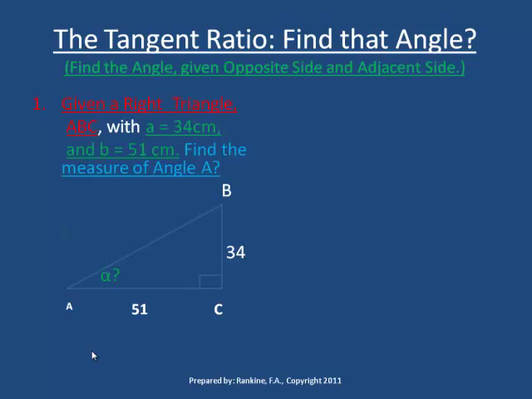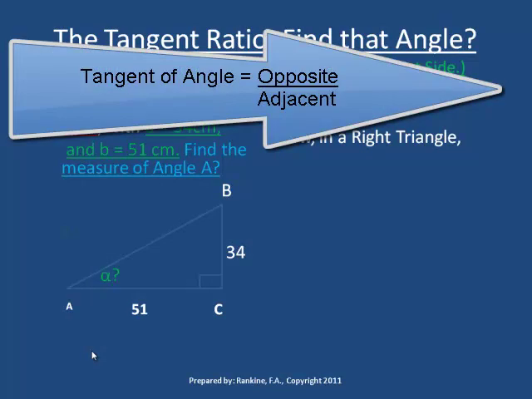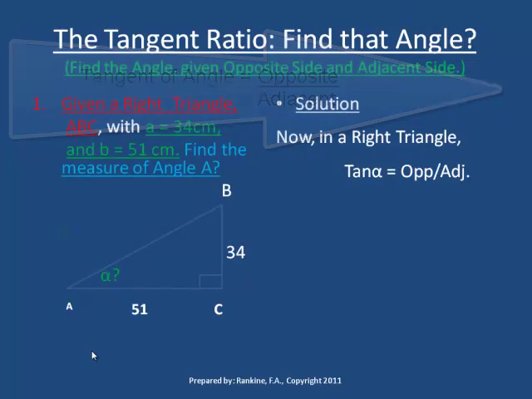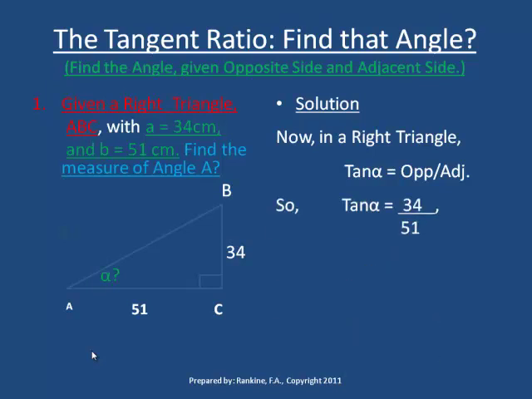So what are we going to do? We're going to use the tangent ratio. Now, what is tan equal to again? The tangent of an angle is equal to opposite divided by adjacent. So the tangent of alpha is equal to 34 divided by 51. It's equal to your opposite side divided by your adjacent side.